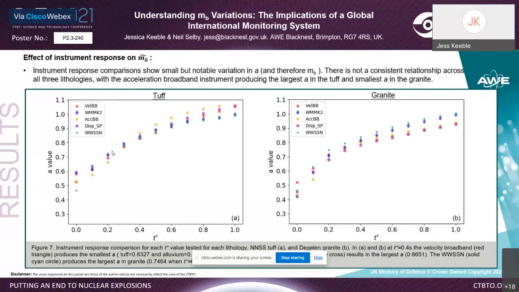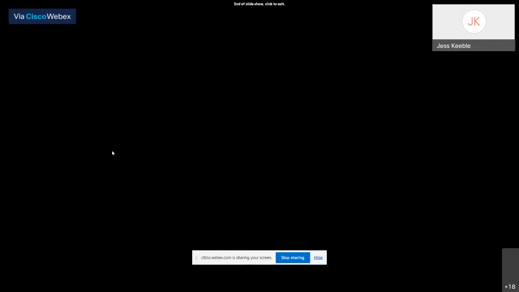Figures 7A and 7B show that varying the instrument response seemingly has a small effect on the body magnitude log yield relationship. However, for certain lithology and t-star combinations, we show the effect is significant. So that's everything. Currently, the mb:Ms screening line is applied globally, but this work suggests it may be more appropriate to derive a regional relationship. If you have any more questions, feel free to come and have a chat.